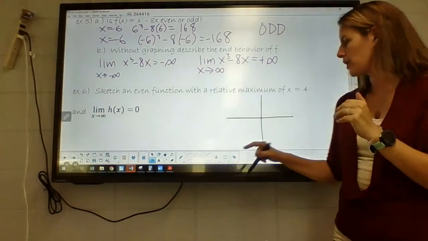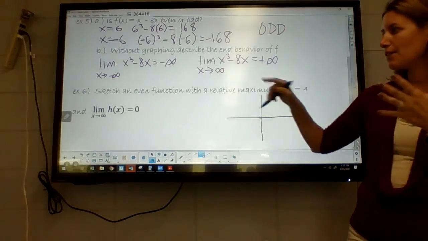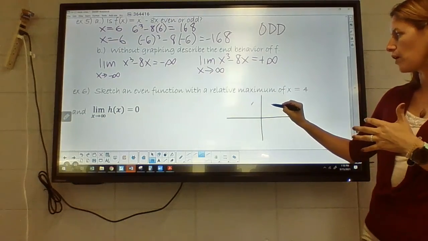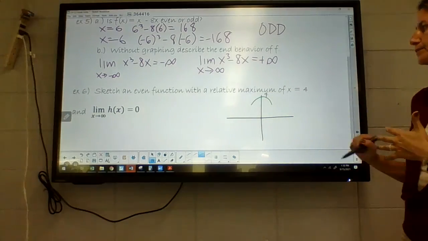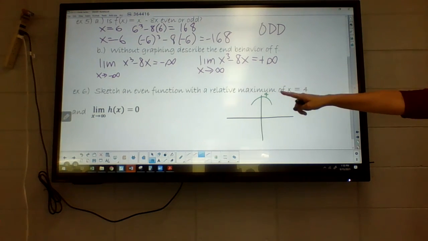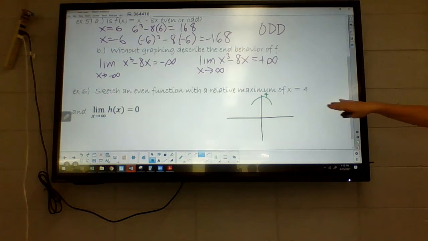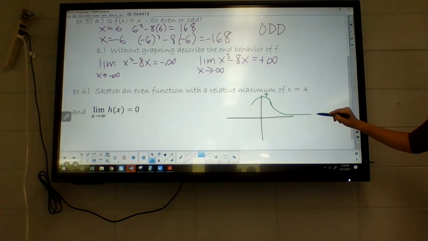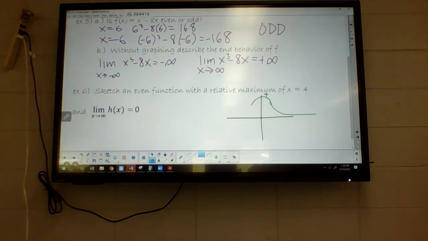Since it's an even function, I'm just going to put this, so the highest point is 4. So that would be 4 up here. Now it says on the right side of the graph, the limit approaches 0. So that means over here, the graph is going to head towards 0. That makes sense. So I'm heading towards 0, from my highest point.